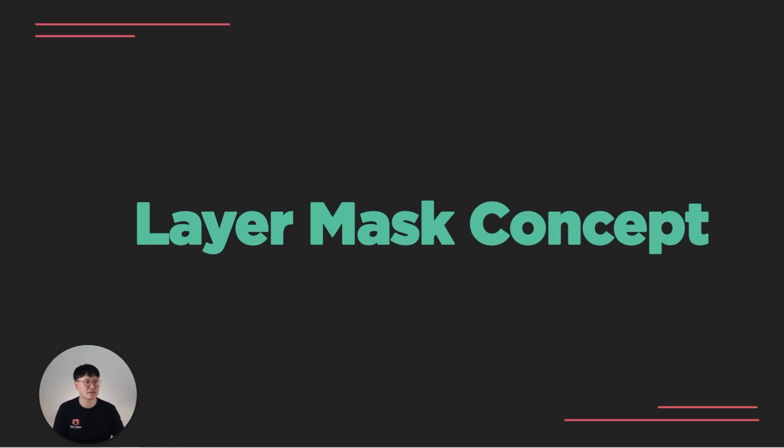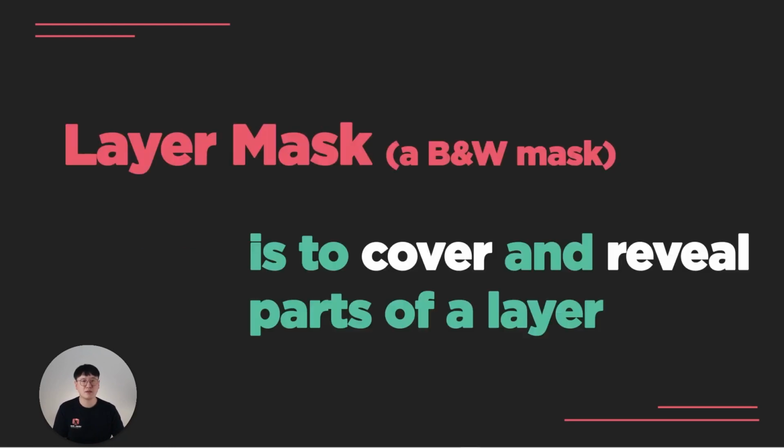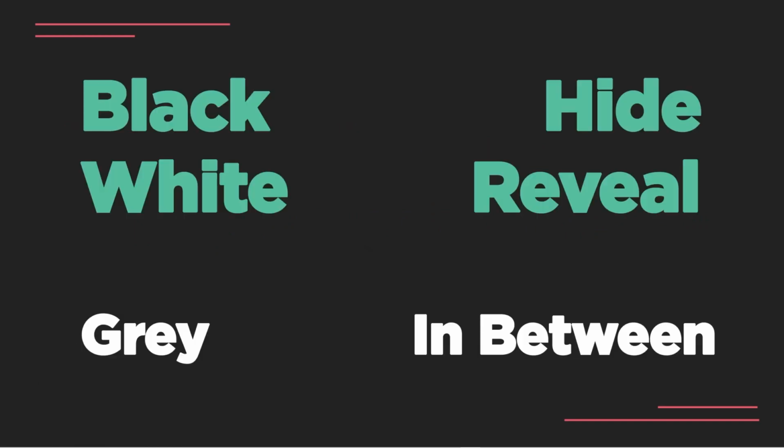For those of you who aren't familiar with layer masks, I just want to quickly go over some basic concepts. A layer mask is basically a black and white mask, and it covers and reveals parts of the layer. In the layer mask, whatever is black is going to hide that part of the layer, and whatever is white is going to reveal that part of the layer. If you have gray, it's in between, partially showing the layer.